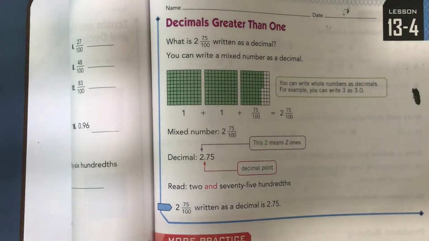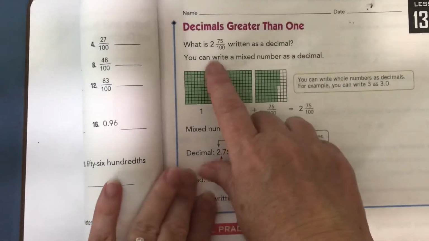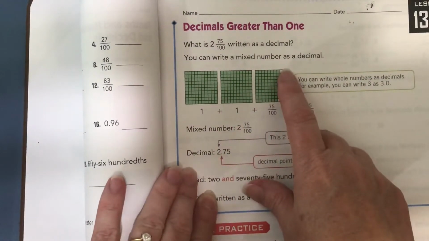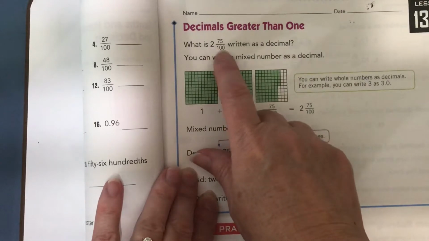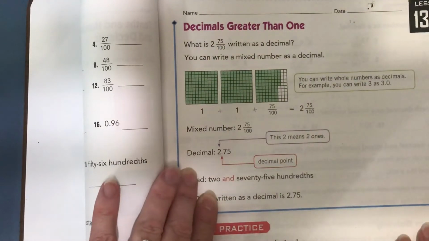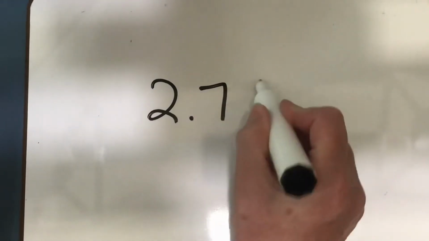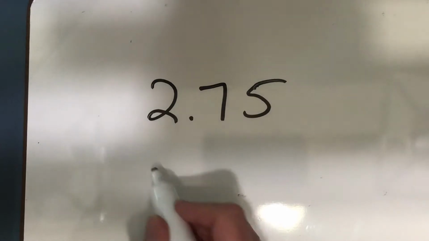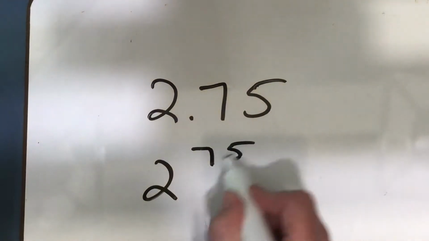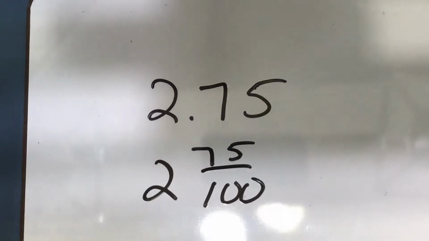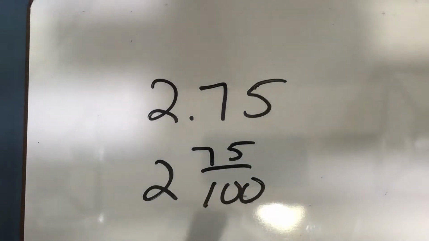Hello, fourth grade. Today we're going to work on decimals greater than 1, lesson 13-4. Okay, we can write mixed numbers as decimals. So 2 and 75 hundredths, if I write that as a decimal, I would write 2 as my whole number, and then put my decimal point and 75 hundredths. I can write it that way or this way. Both of those say the same thing, 2 and 75 hundredths.